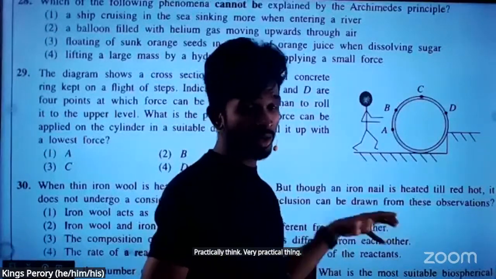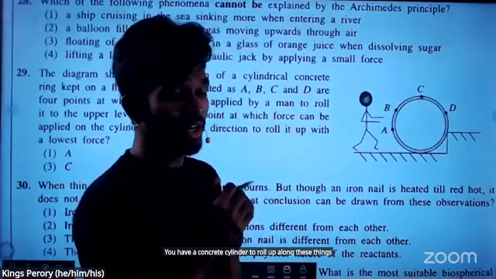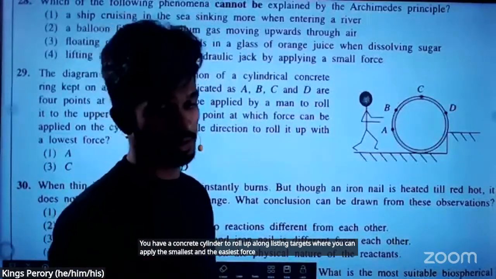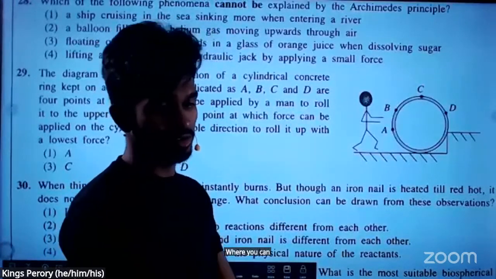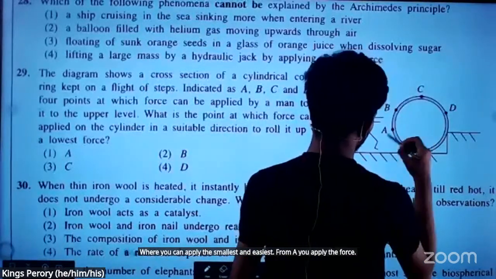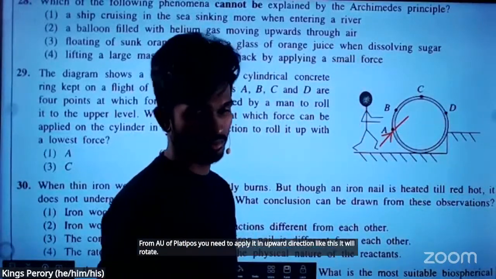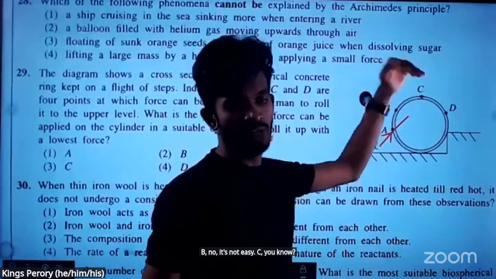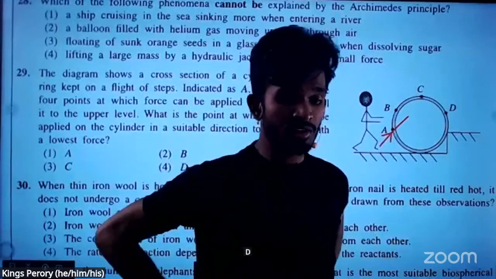You have a concrete cylinder to roll up along this staircase, where you can apply the smallest and the easiest force to rotate it. From A you apply the force. You need to apply it in upward direction like this. It will rotate. B, no, it's not easy. C, no. For a human, it's not easy to reach point C. D, you will feel a lot of back pain.